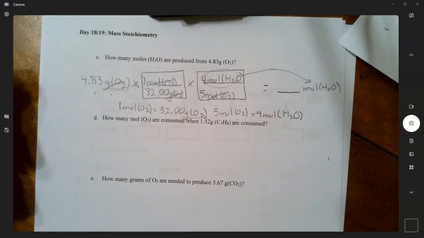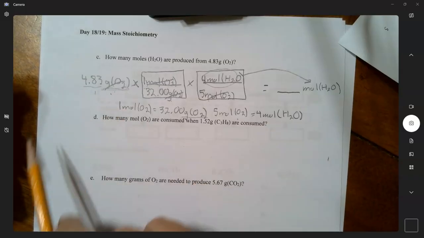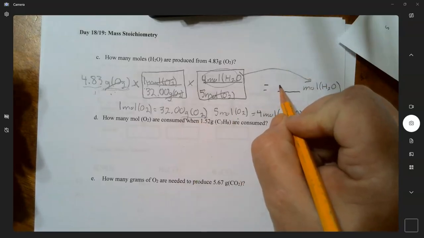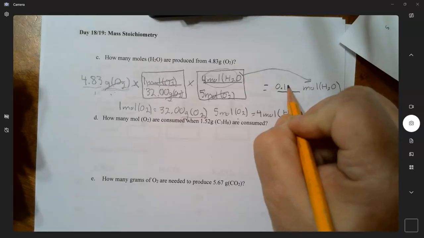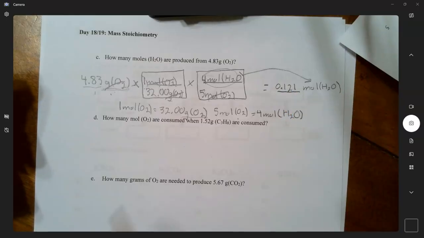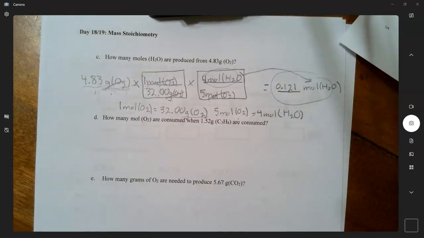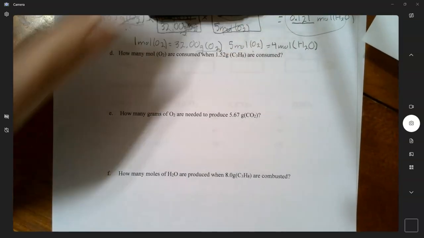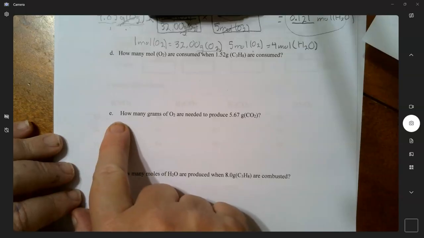Okay, and we get 0.1207, and we can have 3 significant figures there. So that's going to be 0.121 to 3 significant figures. That's your answer. All right. Now we're going to move down and do another grams to grams down here. So we'll go ahead, skip down to E.